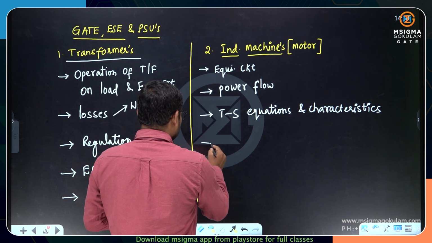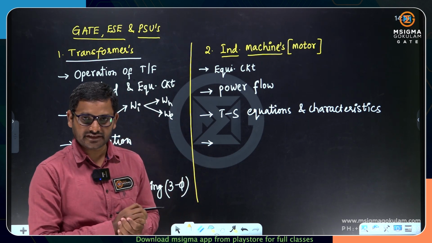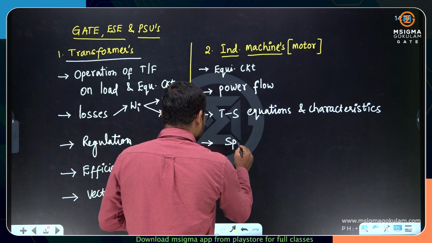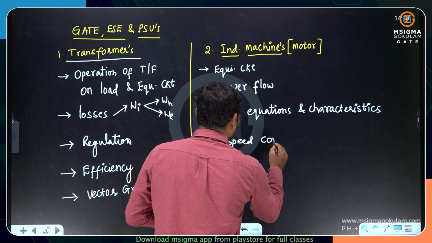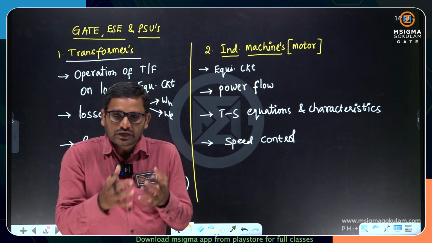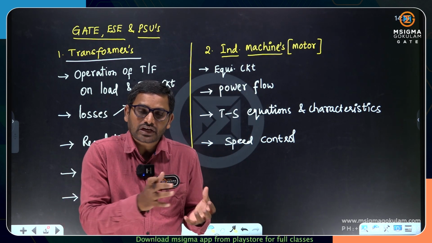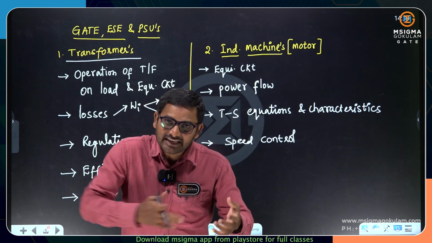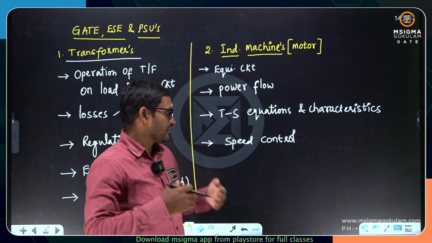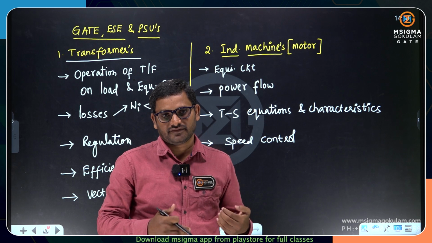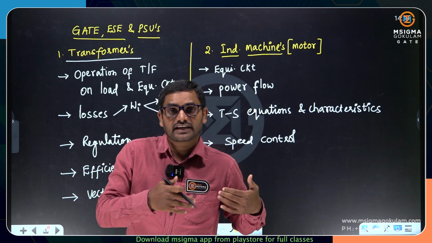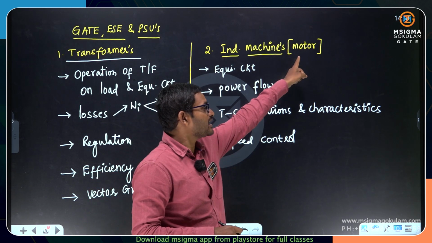And after this torque slip equations or torque slip characteristics, there is one more important area in the induction machines, that is speed control of induction motors. We can control the speed of a motor. Don't try to control the speed of a generator, because generator input is mechanical energy. We generally test the output. We will be giving some amount of input and we will try to test the output, whether we are getting the required output or not. We are discussing the motor here.